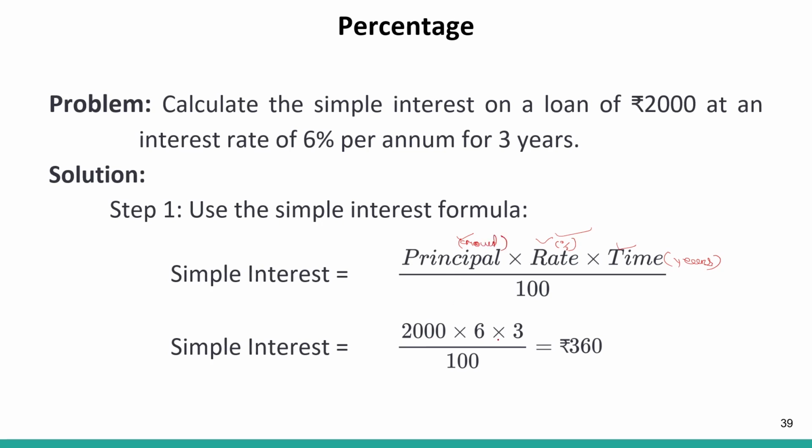Okay, so 2000 into 6 into 3 whole by 100, that is 360 rupees. Okay, so this is how we can calculate the simple interest using this formula. So the final answer will be 360.